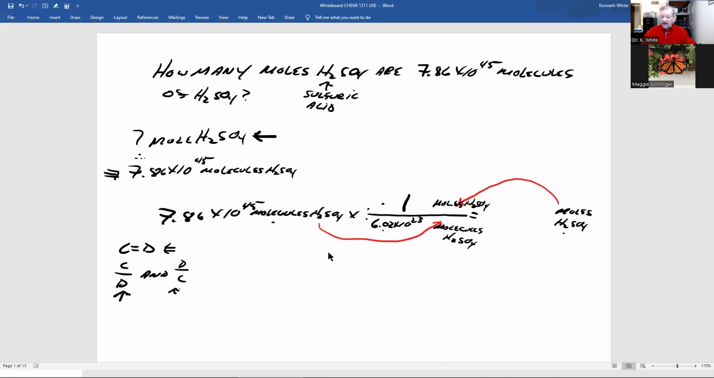Now, before I pick up the calculator, I'm going to check, do my units give me the right answer? Notice you'll have molecules of sulfuric acid divided by molecules of sulfuric acid. Anything divided by itself equals the number 1, because it cancels out. We're left with moles of H2SO4. That's what we want. And now I can pick up my calculator, turn it on, clear it.